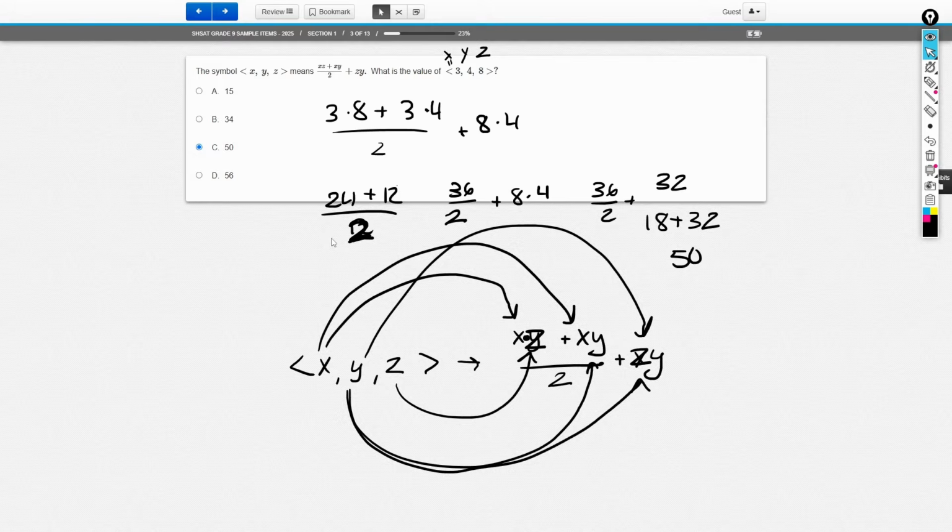That's all we had to do, all right? Just know that this is symbology. It looks difficult at first, but as long as you're able to relate the variables to the numbers that you're plugging in, just know that x equals 3, y equals 4, z equals 8. That's all you needed to do here, and to plug it into this expression.